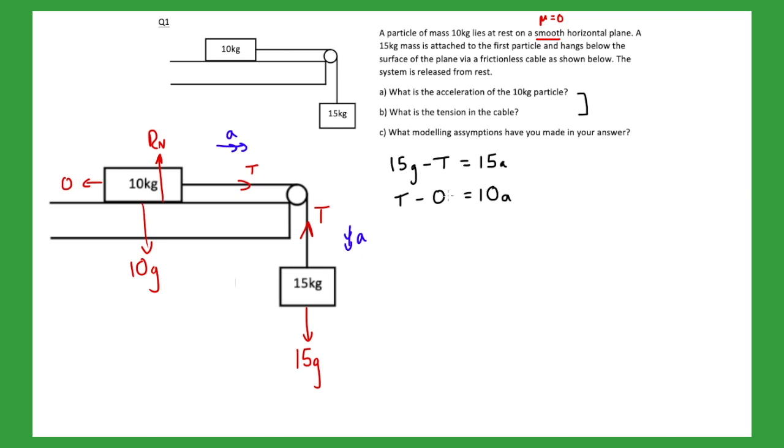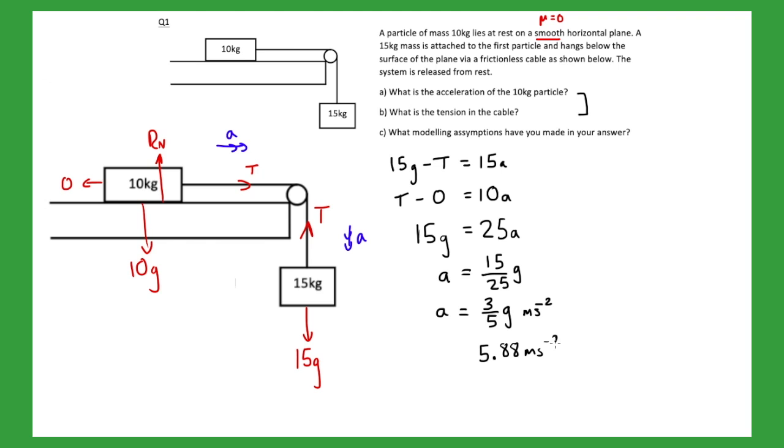Okay, got a simultaneous equation. If we combine them together, if I add them, the T's are going to cancel, so I end up with 15G on this side. On this side, I have 25A. So my acceleration is going to equal 15 over 25 G, or more simply, 3/5 G, which is perfect as an answer, or you could write it in decimal, which is 5.88. Okay, so there's your acceleration.